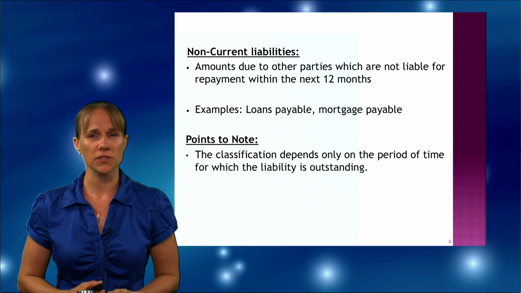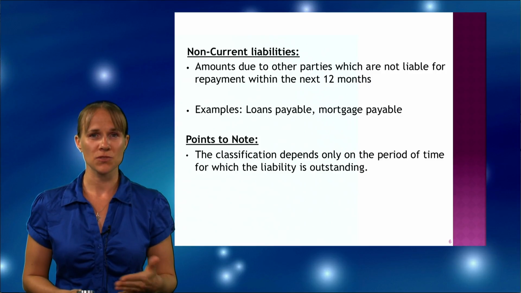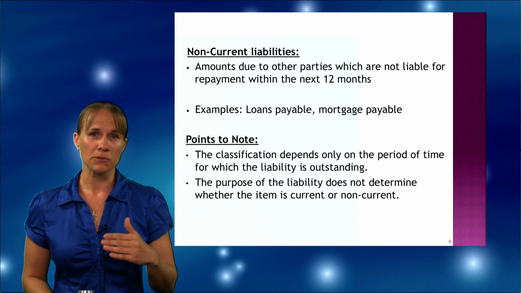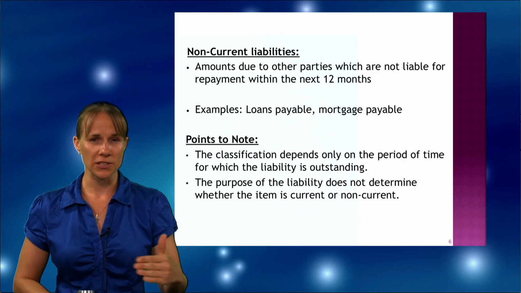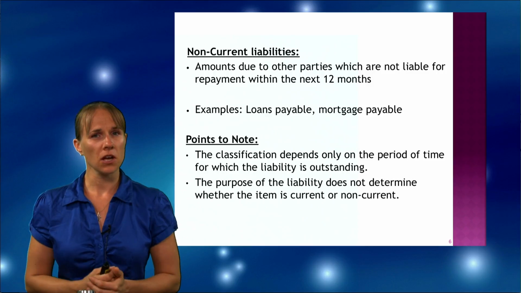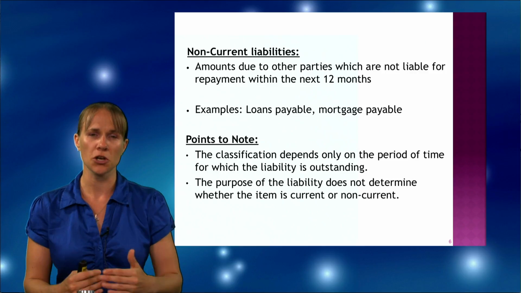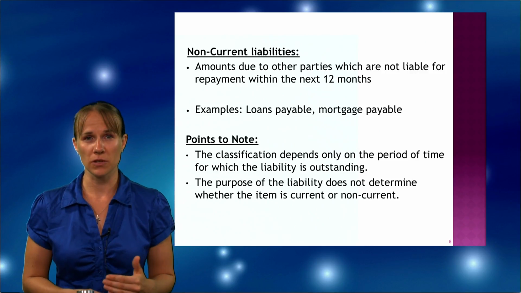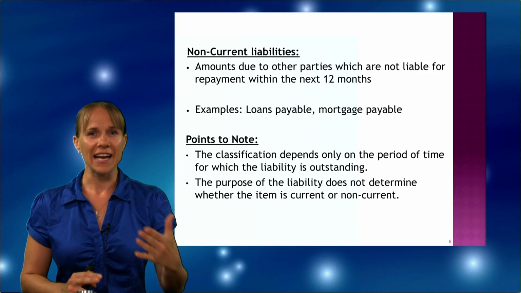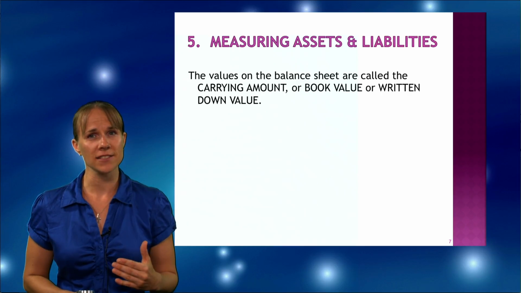So some points to note. The classification depends only on the period of time for which the liability is outstanding. So coming back to the example of that 3-year loan, yes, you're making your smaller repayments throughout that time, but ultimately the loan is due in 3 years' time. The purpose of the liability as well does not determine whether the item is current or non-current. It is purely timeframes. That's what you need to be thinking about when you're going to classify an asset or a liability as current or non-current.